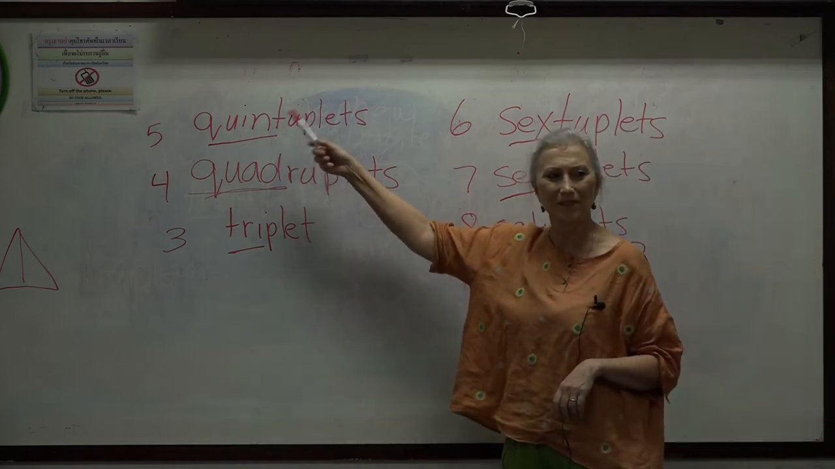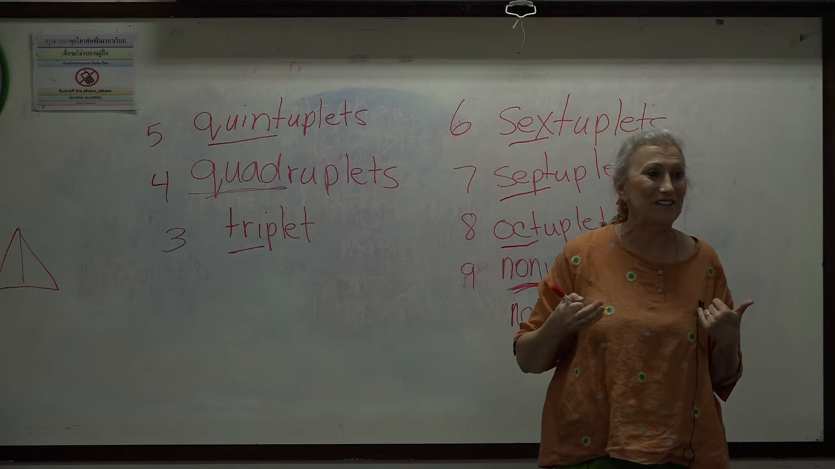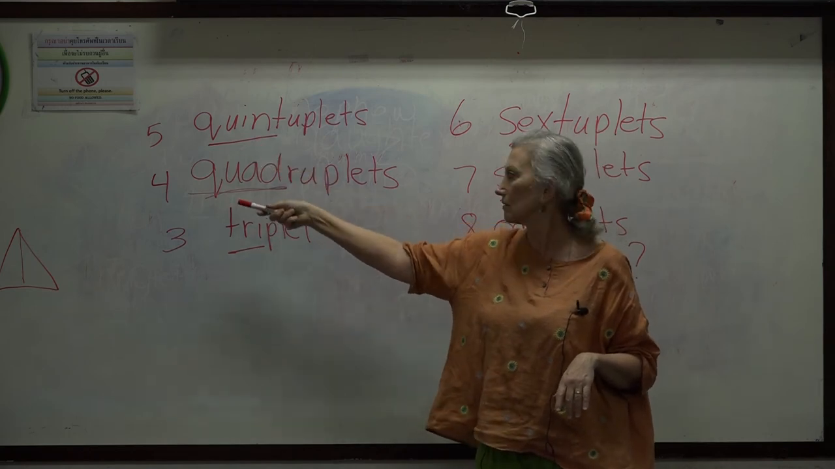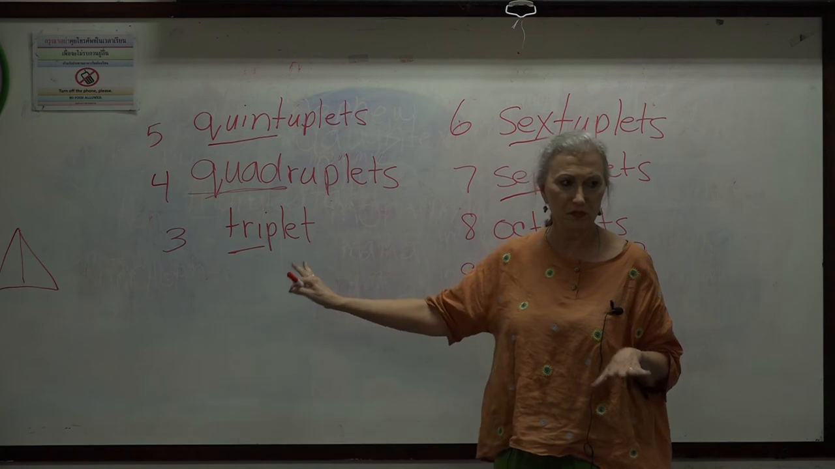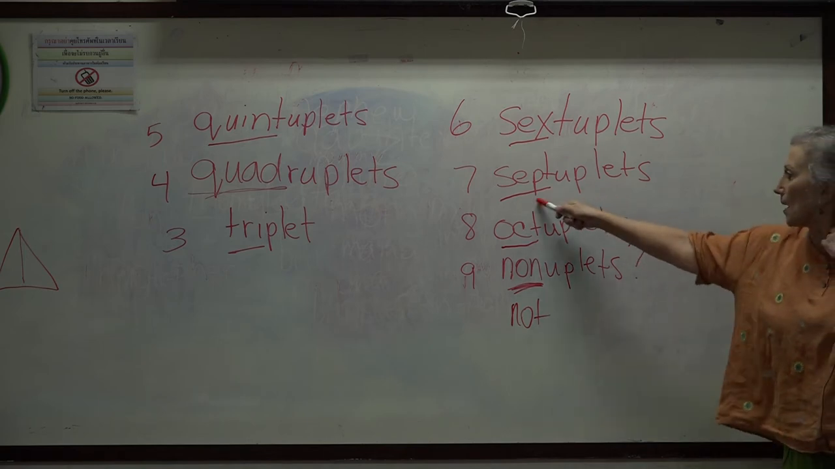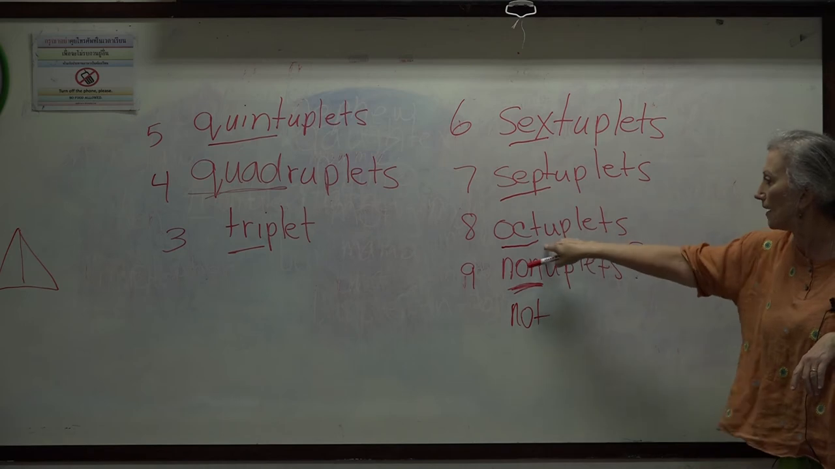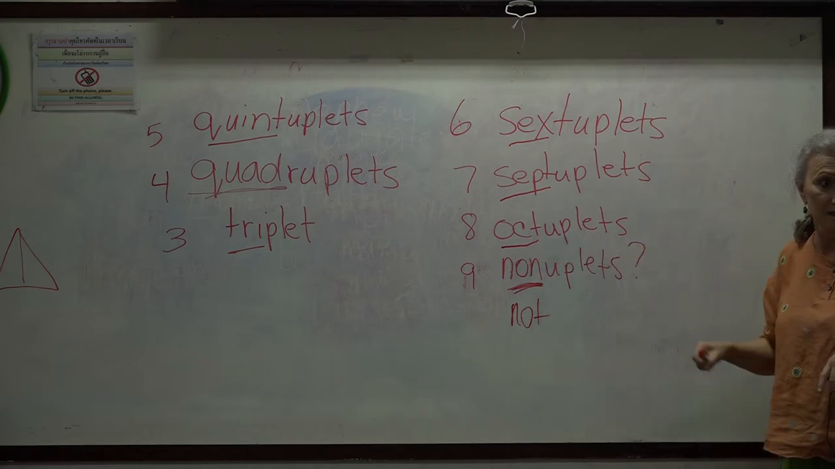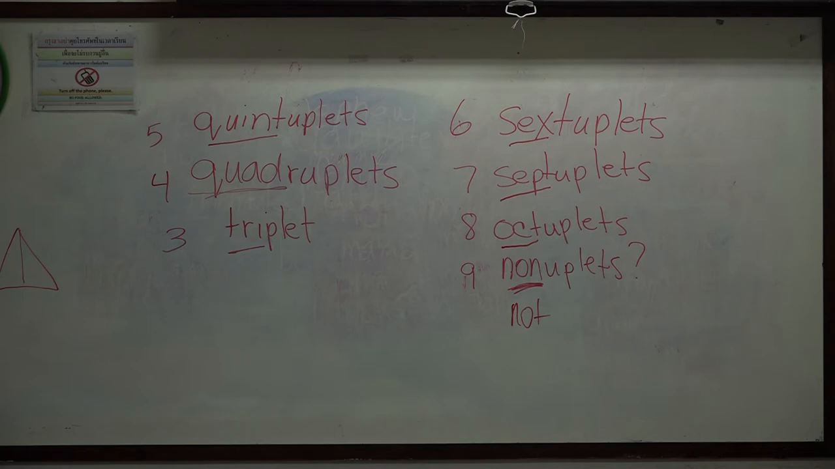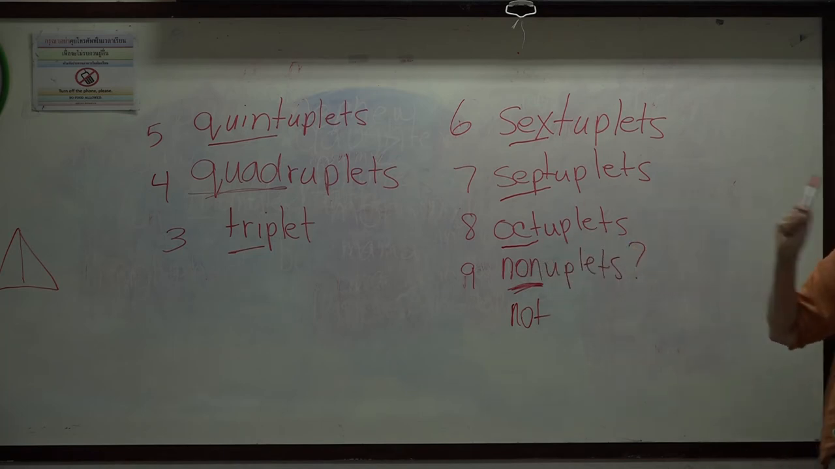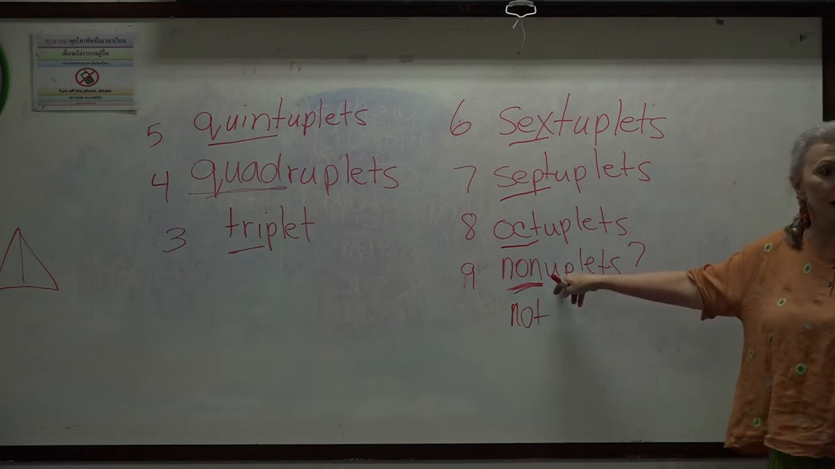I'd say most of the time, I don't say all the time, because every time I think I have a rule, there's an exception. But this is good. This is quint, quad, tri. It is a big hint that it has to do with a number. Sept and oct, you can be pretty sure it's going to be something to do with seven and eight. Except non. In most words, it's going to mean not. In this case, it refers to the number nine.